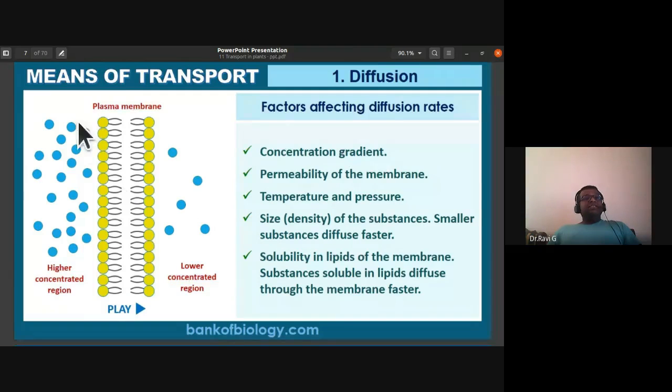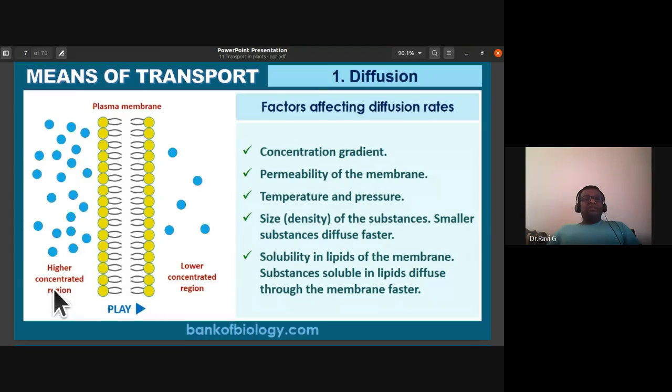Next, the size of the diffusing particle. The smaller the size, the faster the diffusion. Smaller the size of the substances, greater the diffusion.